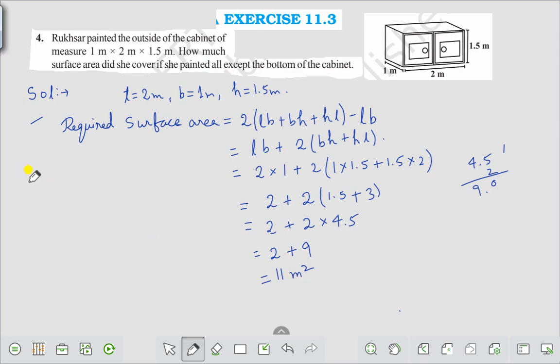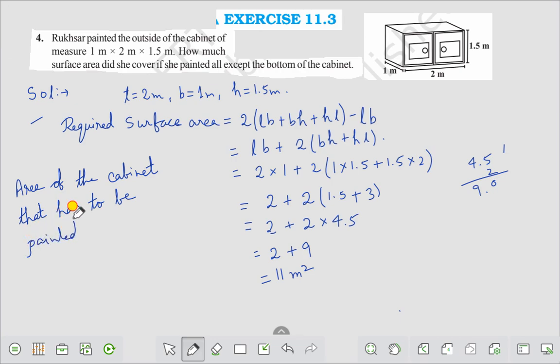That means the area of the cabinet that has to be painted is 11 meter square, and that is the answer.